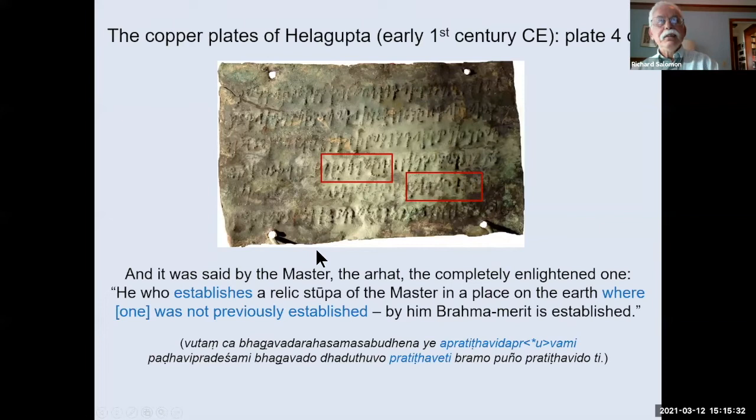And in this inscription, the composer quotes the master, the Buddha, of course, as telling this doctrine that if you establish a relic in the place where it was not previously established, you establish this Brahma merit for yourself. So this doctrine evolved, some would say was dreamed up, presumably in order to spread the relic cult and to spread Buddhism with it. So it's quite striking that we get this. We see this over and over in a fair number of Gandharan inscriptions.